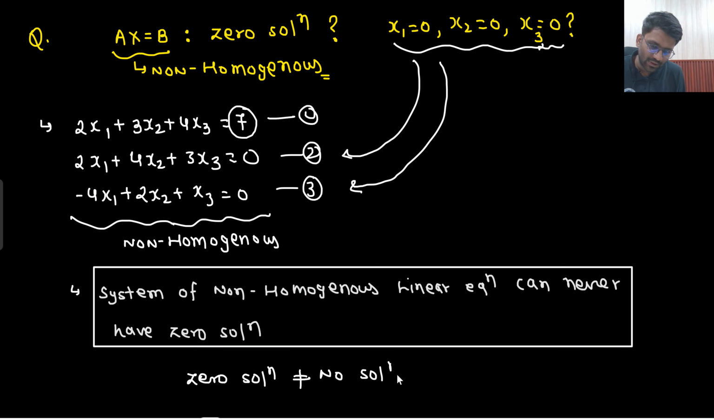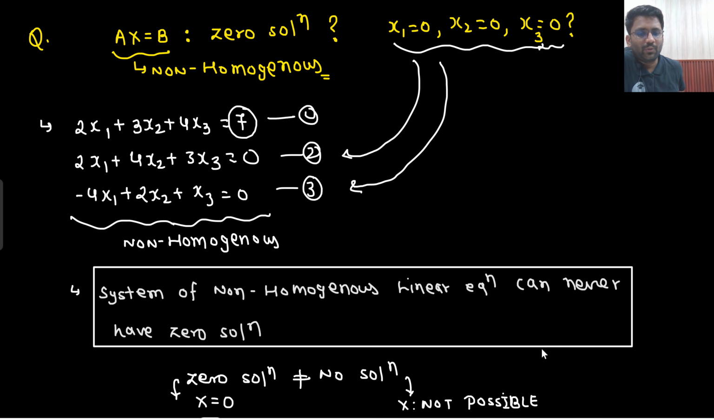What is the meaning of 0 solution? 0 solution simply means the solution vector is 0. And what is the meaning of no solution? No solution means no solution only. No value of this x is even possible. So both are completely different things. So one statement could be written: the system of non-homogeneous linear equations can never have 0 solution. Yes, this statement is true.